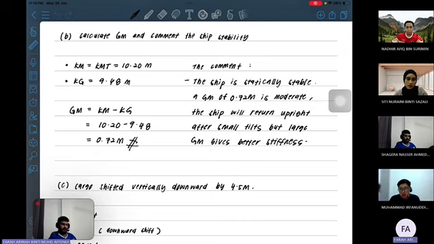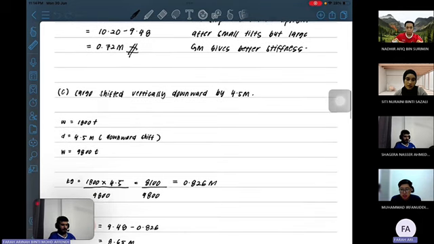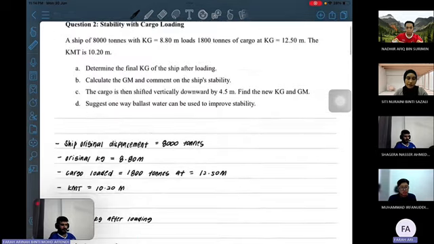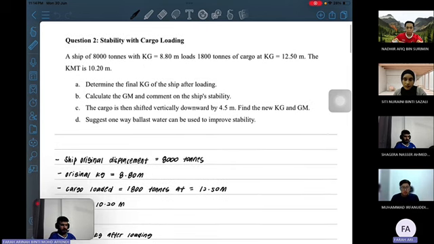A GM of 0.72 meter is moderate. The ship will return upright after a small tilt, but a large GM gives better stiffness. And then the next question is, the cargo is then shifted vertically downward by 4.5 meter. Find the new KG and GM.